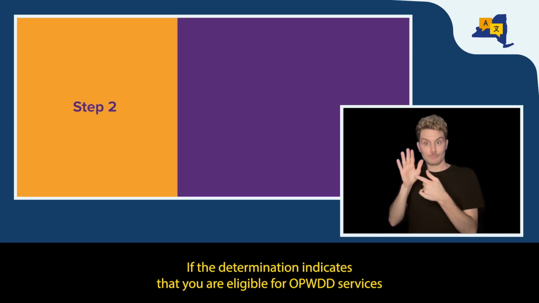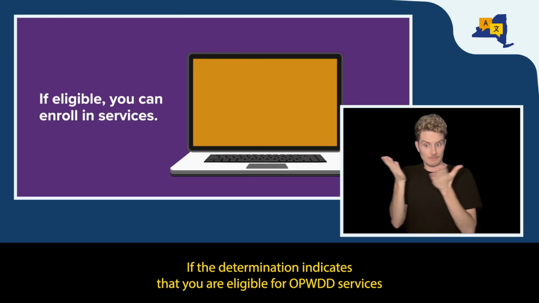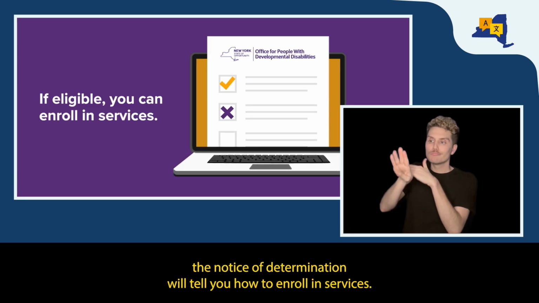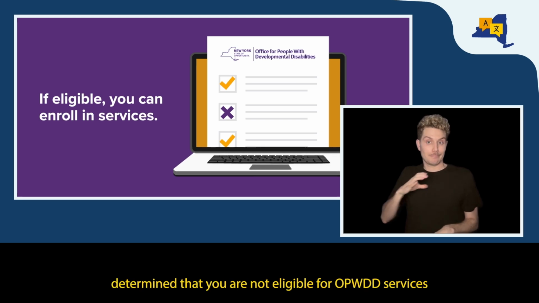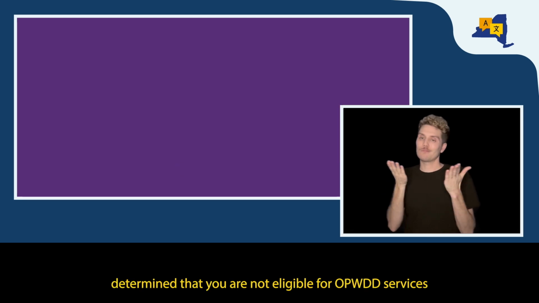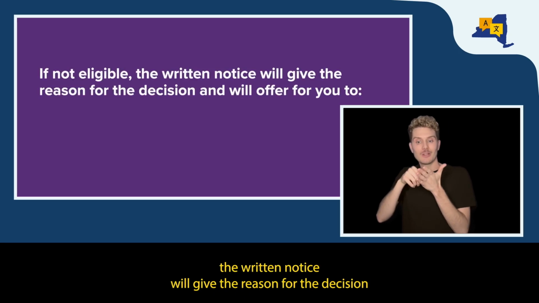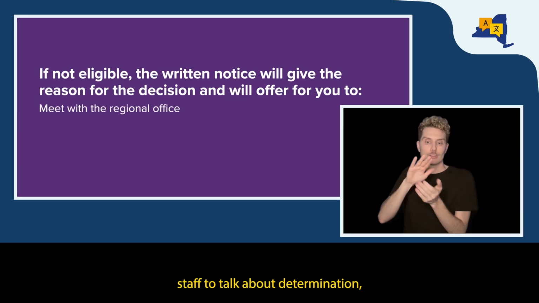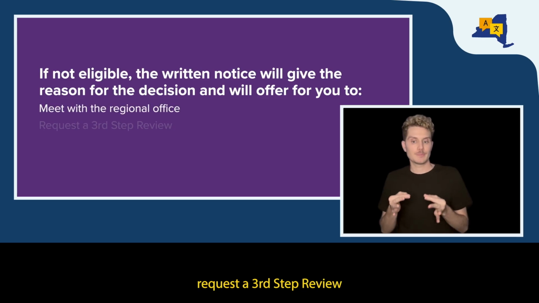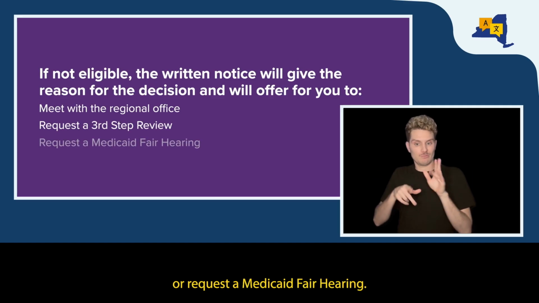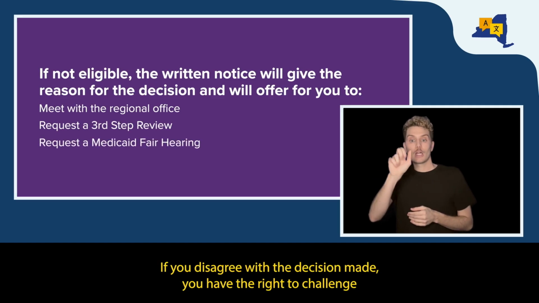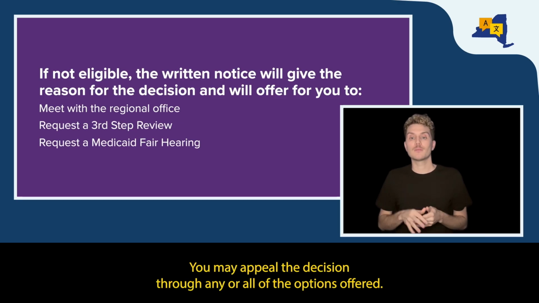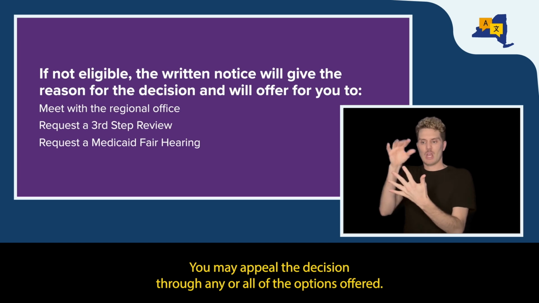If the determination indicates that you are eligible for OPWDD services, the notice of determination will tell you how to enroll in services. If the committee determined that you are not eligible for OPWDD services, the written notice will give the reason for the decision and will offer you options to meet with the regional office staff to talk about the determination, request a third step review, or request a Medicaid fair hearing. If you disagree with the decision made, you have the right to challenge the decision. You may appeal the decision through any or all of the options offered.